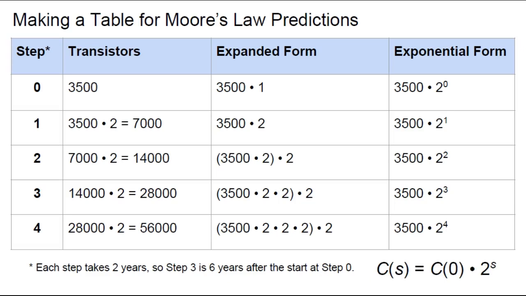So my formula for this is that my computing power, I'll use C for the function name, C of S, where S is my step number, equals my initial computing power, C of 0, times 2 to the S. So all I have to do is take my base of 2, raise it to the power of the number of steps I want, and that's my formula. C of S equals C of 0 times 2 to the S.